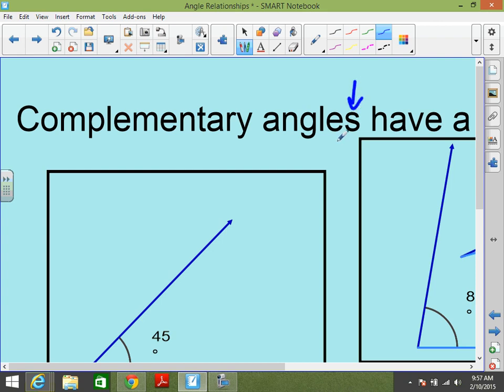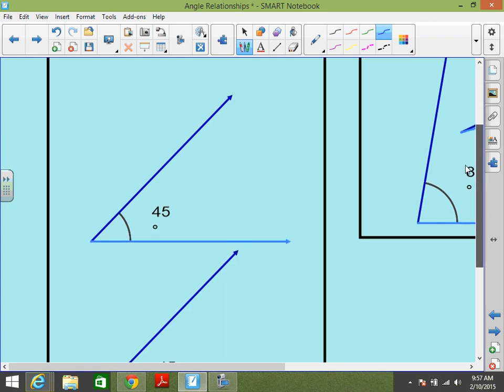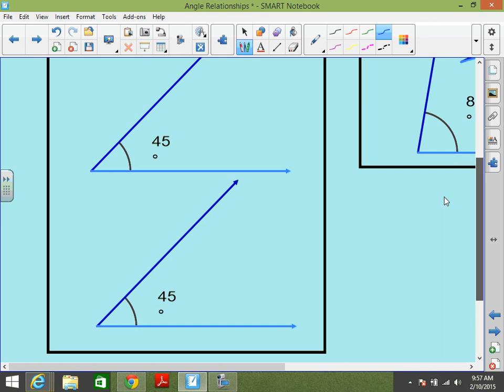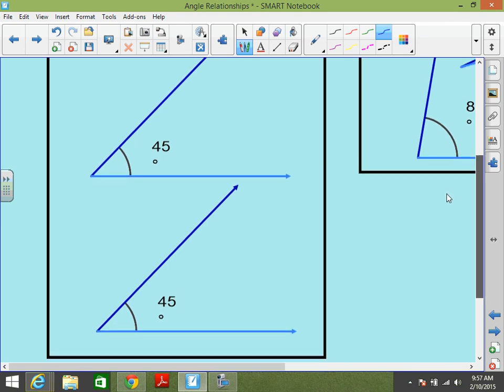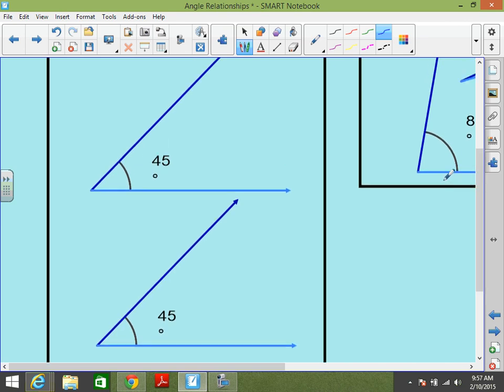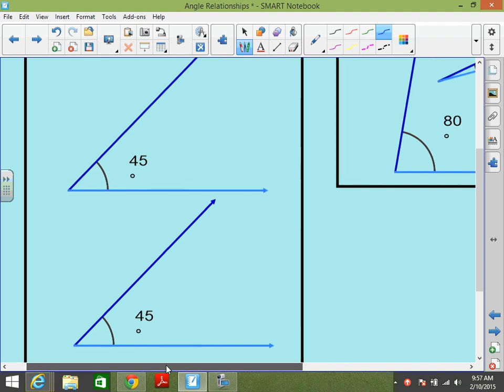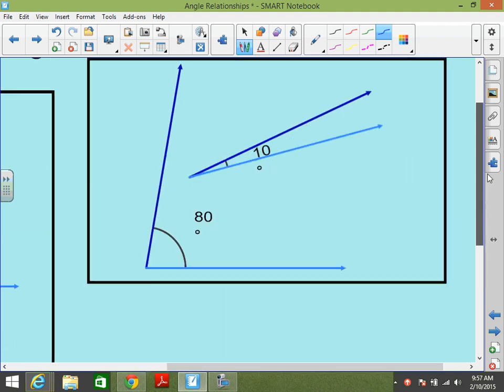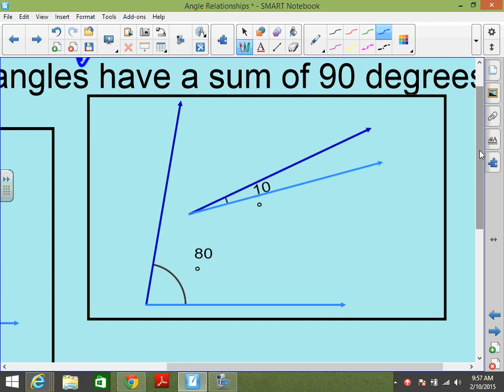Okay. The next type of angle, complementary angles with an S. What does the S tell us? There's more than one angle. So for your complementary angles, you have to have more than one angle. Complementary adds up to 90. So here are two complementary angles because 45 degrees plus 45 degrees adds up to 90 degrees. Here's another pair of complementary angles. Why are these two angles complementary angles? It adds up to 90 degrees. They're complements of each other.